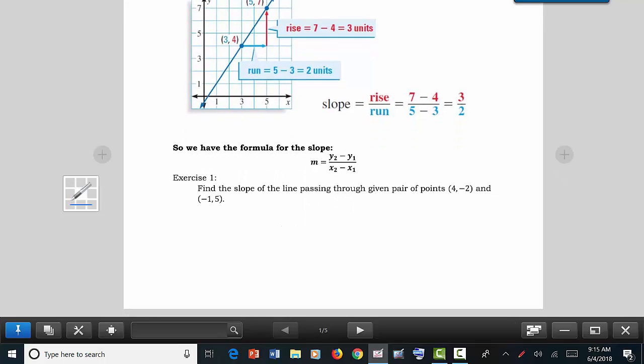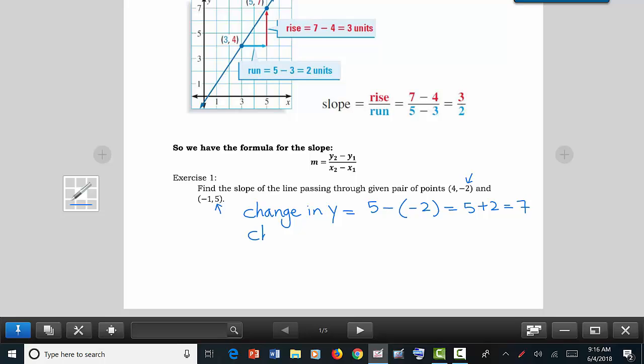Exercise number 1. Here they are asking to find the slope. So slope is the ratio of change in y divided by change in x, or rise over run. How to get rise? Change in y. So the first y is this, second y is this. So the final y subtracting the first y, so it becomes 5. Negative of negative is positive 2. That becomes 7. So that is the change in y.